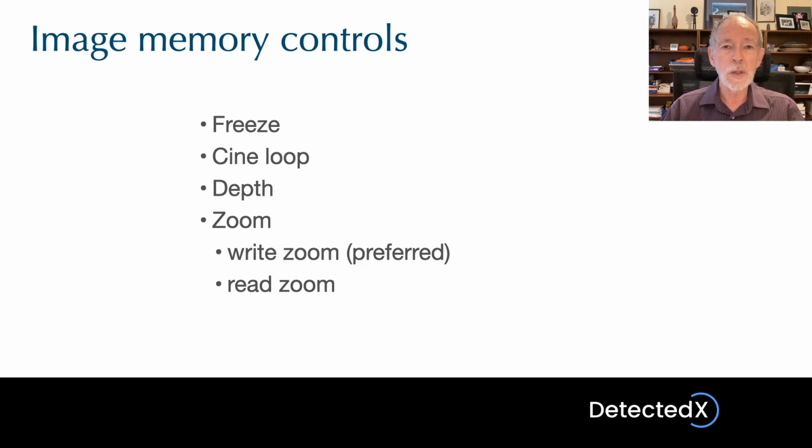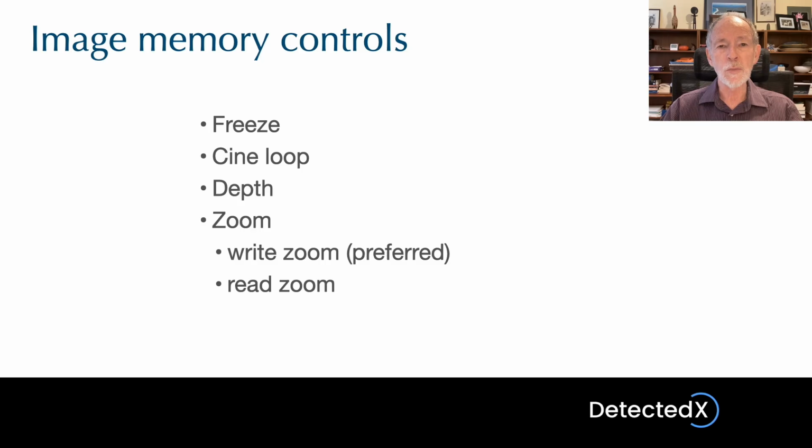This has two advantages. First, the zoomed image will be stored in the entire image memory, so it'll be stored at very high resolution. And secondly, because the machine is only scanning a limited portion of the anatomy, it can do this quickly. And so the frame rate is very substantially increased if you zoom in on a small area instead of scanning the entire image area. So the right zoom function has significant advantages.